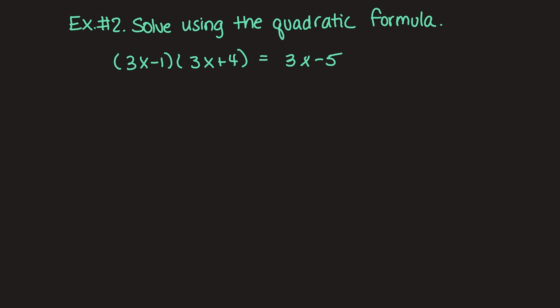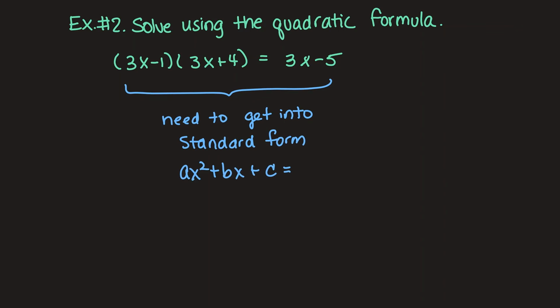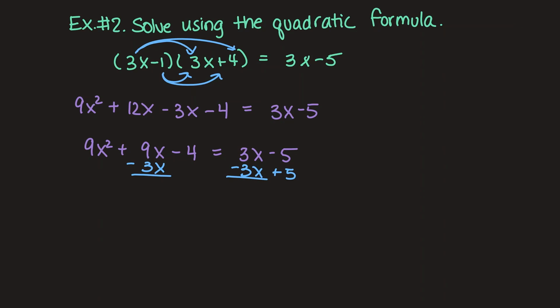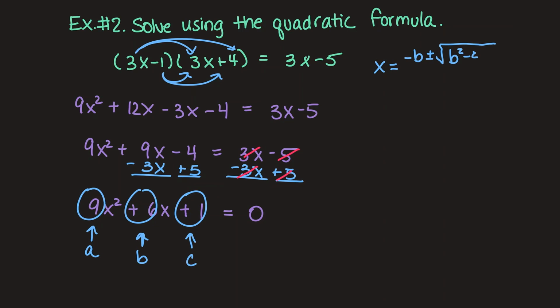For this example, we're going to need to first get this equation into standard form to easily identify what a, b, and c are to use our quadratic formula. So we simplify the left side, and then we subtract 3x and add 5 to both sides of the equation. And now that we have our equation in standard form, we can easily identify what a, b, and c are. So a is 9, b is 6, and c is 1.